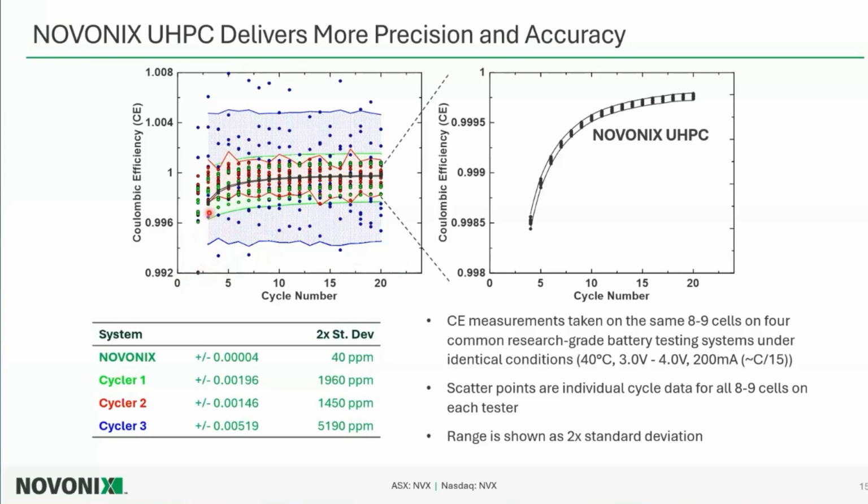And you can see this system here, the NOVONIX UHPC system, has the spread of only 40 ppm between all these identical cells. And some of these other systems are in the thousands of ppm. Although these systems are really great for doing long-term cycling and seeing trends over time, for doing really early prediction and really detecting some of these additional mechanisms and being able to identify and split them out into like fade and these other slippage-based mechanisms is only really possible with certain types of equipment.